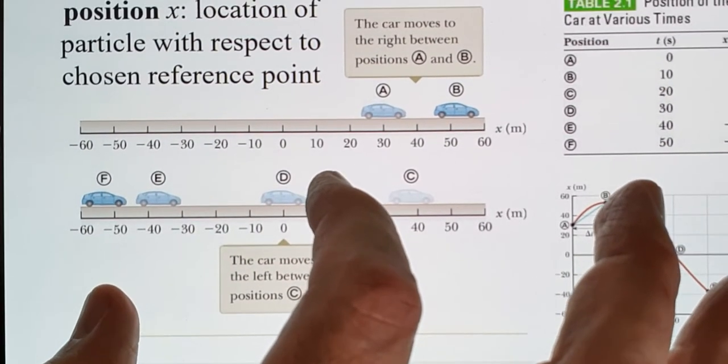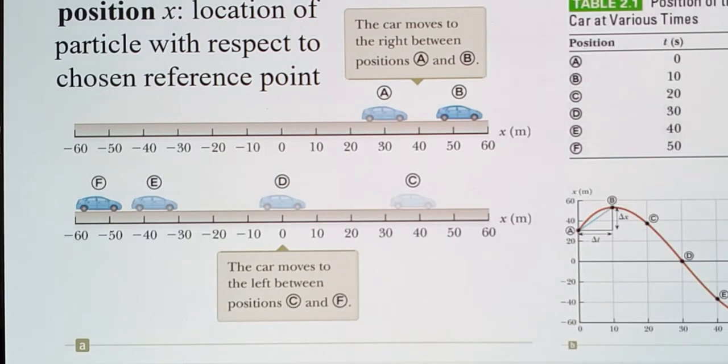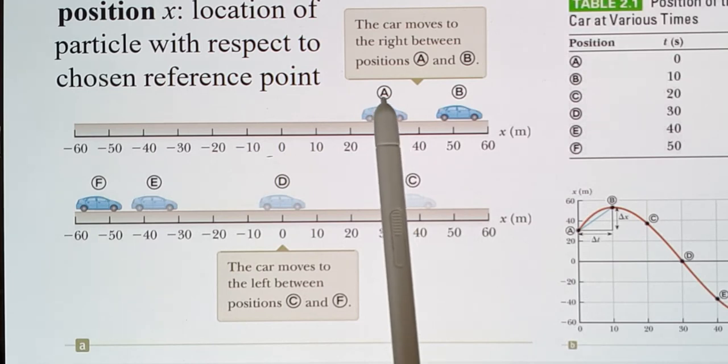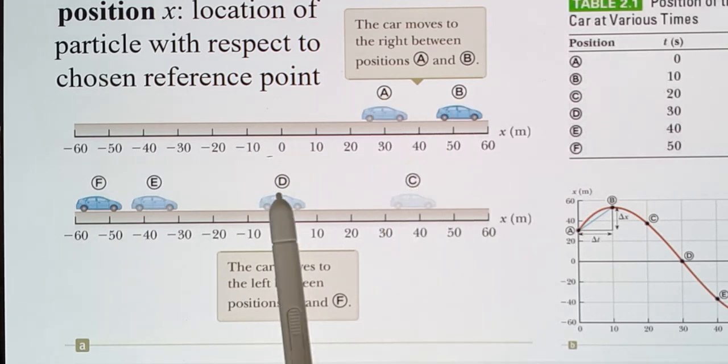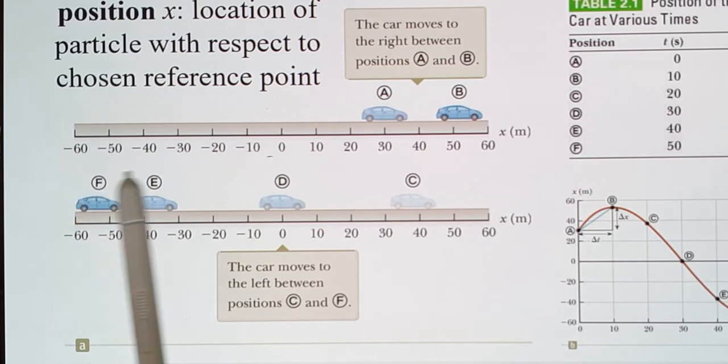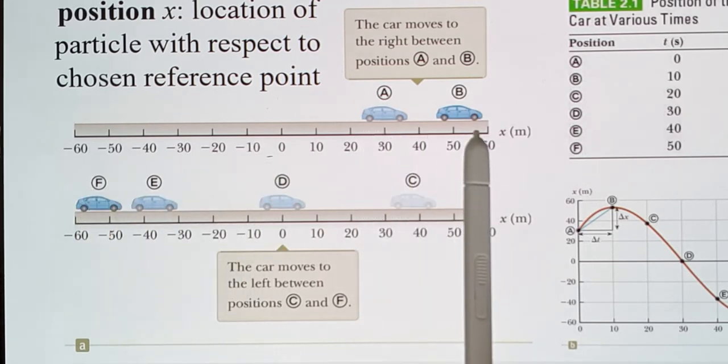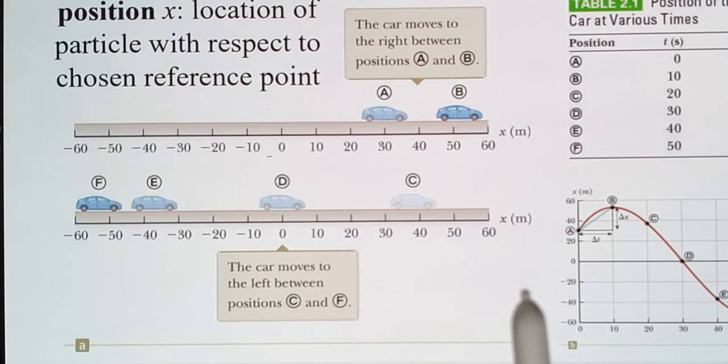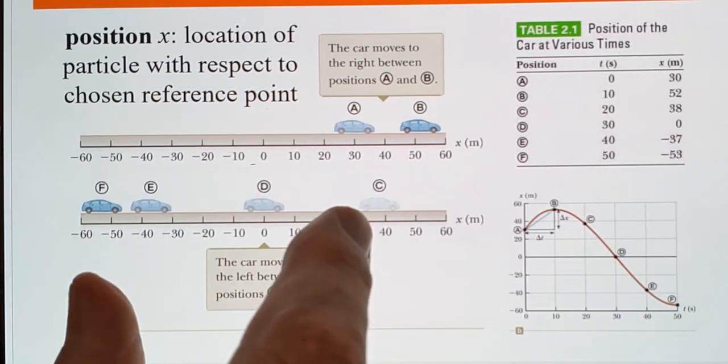Let me enlarge it a little. So in this example, look at the bottom: there is the x-axis. Here is the origin at 0. And here is our car. It will move from A to B, and then to C, to D, to E, to F. So it will go forward, and then it will go backward.